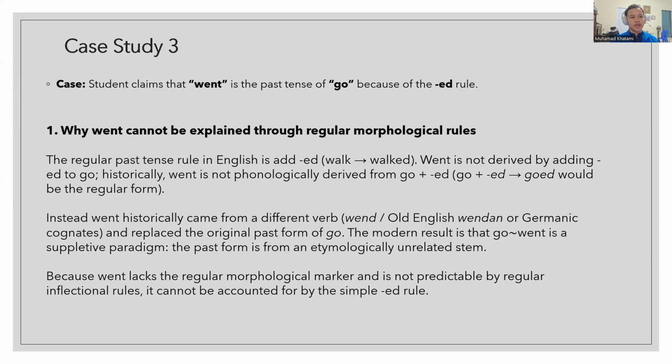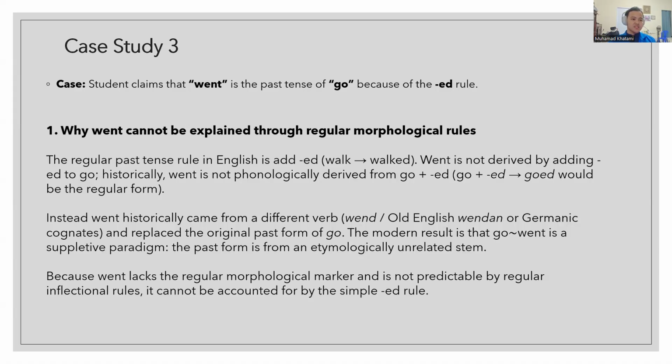And for case study 3, the student claims that went is the past tense of go because of the -ed rule. Now, for the first test: why went cannot be explained through regular morphological rules.